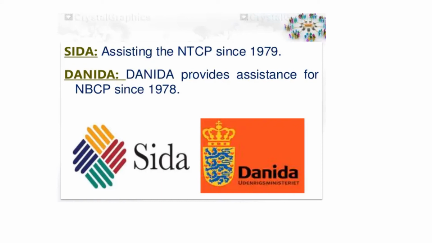Another bilateral agency is SIDA, which basically helps in assisting the NTCP since 1979. Then DANIDA, which provides assistance for the NBCP since 1978. These two also help various other countries.